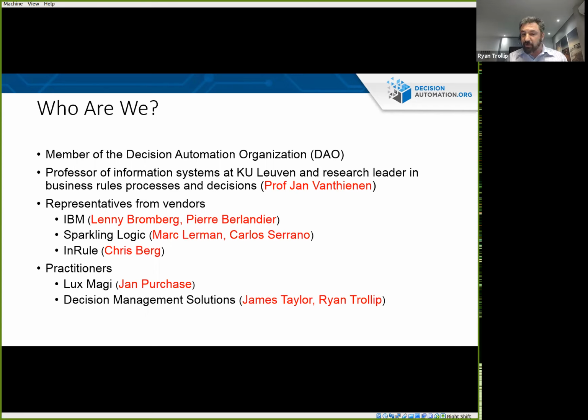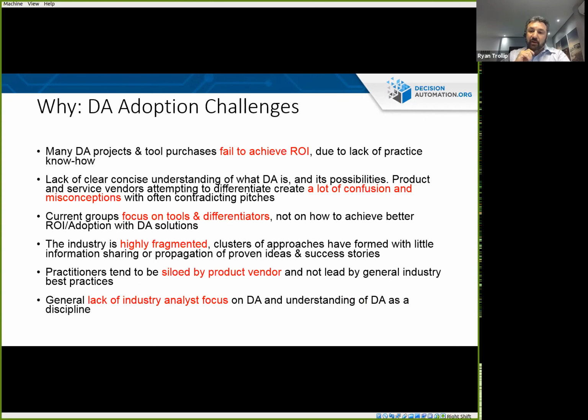So there's a collection of folks with a lot of collective experience in practical deployment of this in the industry, bringing this together. Well, why are we doing this? This is kind of a broader why. This isn't just for the DMN on-ramp. A broader why: are we looking to fix some problems in the industry?